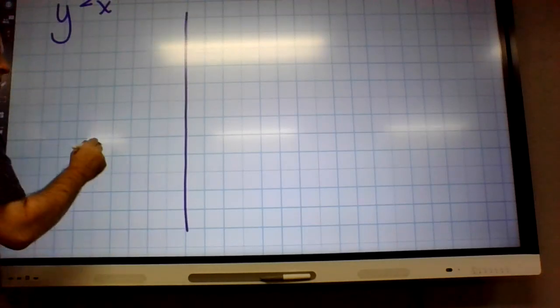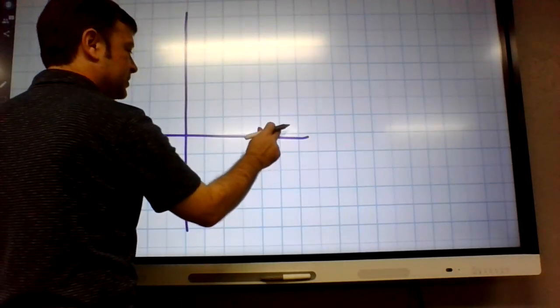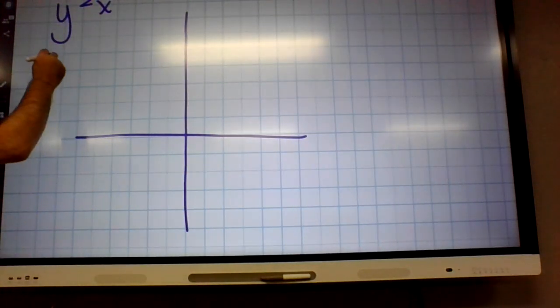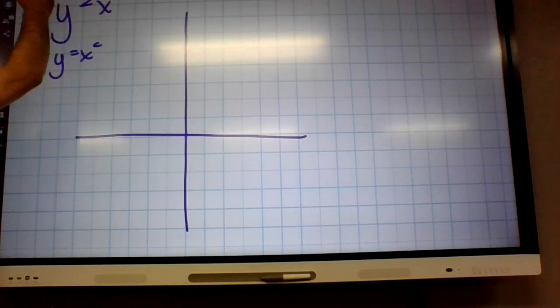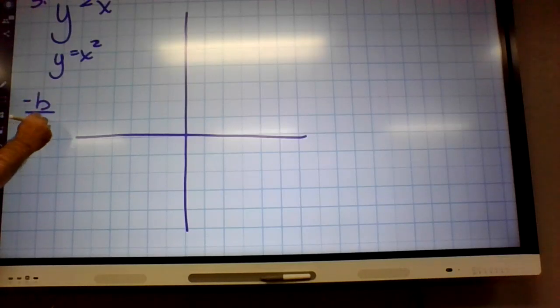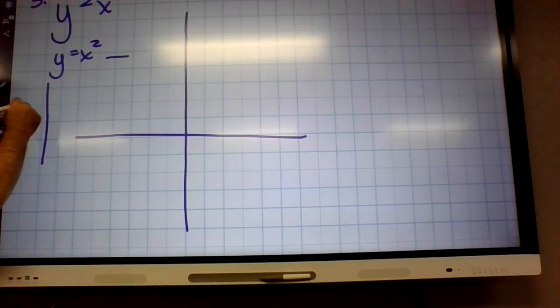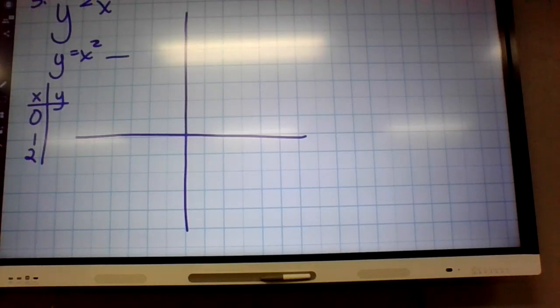Okay, actually this, I don't know, we maybe did a little of this last year, but I can't remember. How do I graph y equals x squared? Okay, do you guys remember negative b over 2a, right? This applies to quadratic equations. What's the b value? 0. Okay, it's just a parabola, right? Y equals x squared.